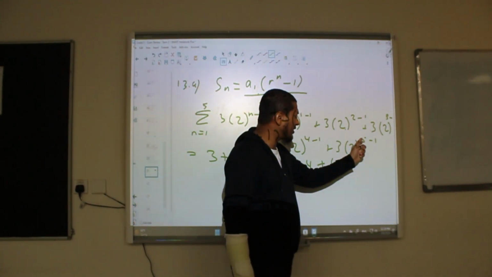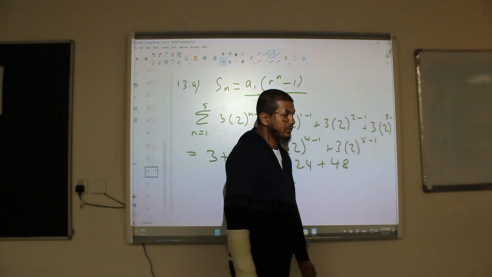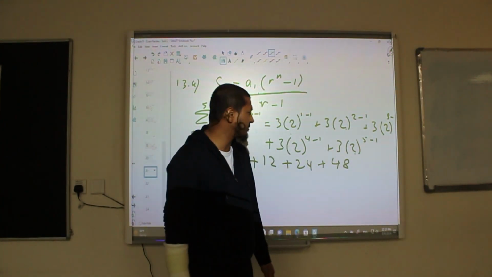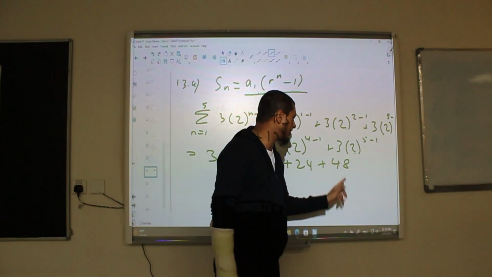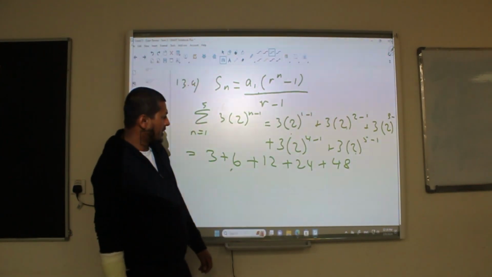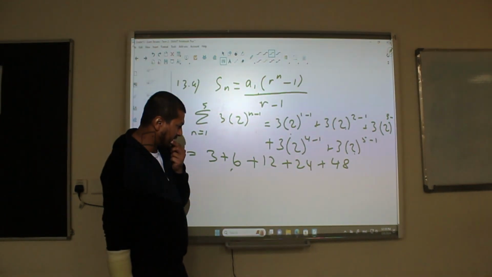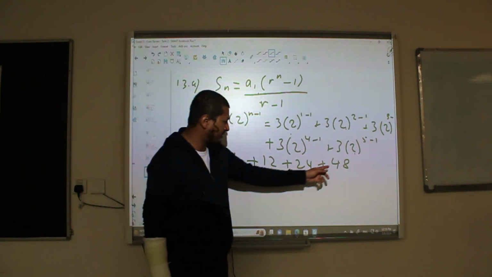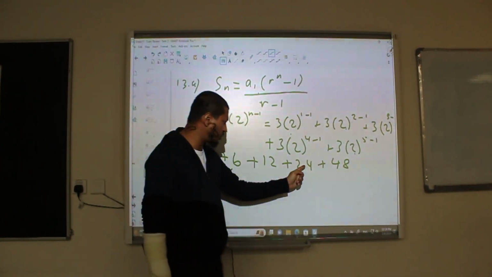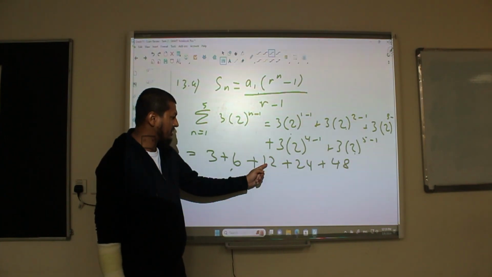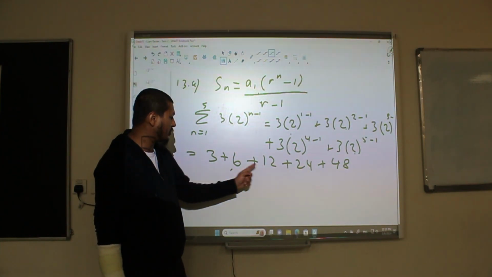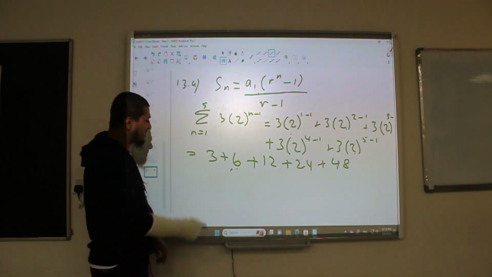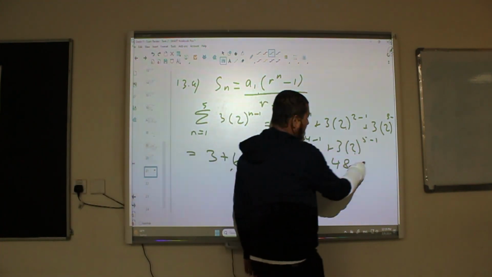If you check this, let's work out the last term and see if it's actually 48. 2 to the power 5 minus 1 is 2 to the power 4, which gives me 16. 16 times 3 is 48. So it is correct. Let's see how quickly we can add up the sum. 48 and 24, that's 72. Plus 12 is 84, 90, 93. So the sum is 93.